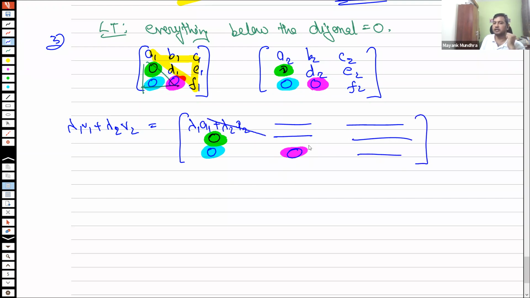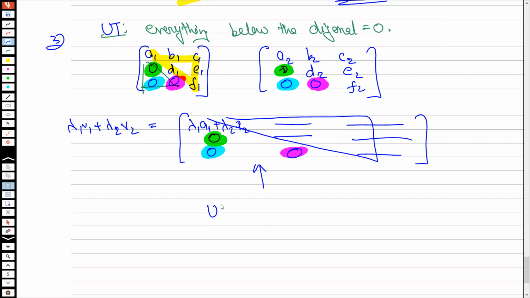If these three entries are 0, then everything below the diagonal is 0. So this is still a upper triangular. Oh, sorry. I wanted to check it for lower triangular. I checked it for lower triangular. Sorry, I wanted to check it for lower triangular. I did it for upper triangular. Sorry. Let me change the question. So let's say I did it for upper triangular, but the results are going to be the same.